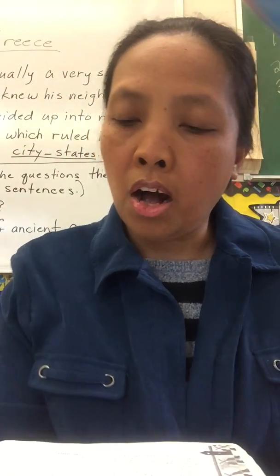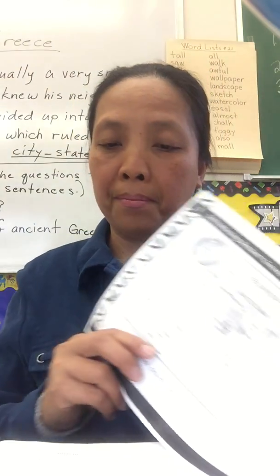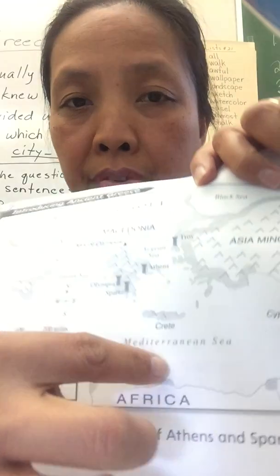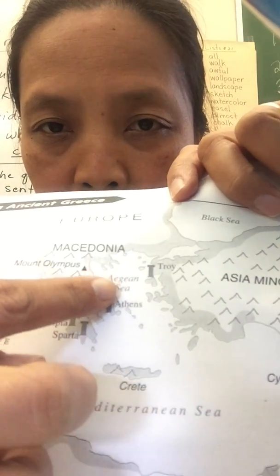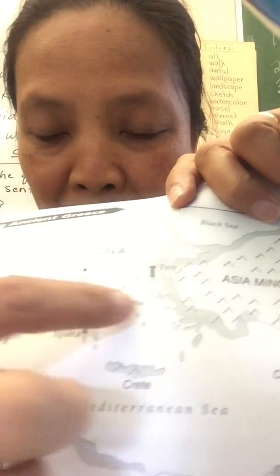Now, Greek people live on many of the smaller islands in the Aegean Sea. Can you see the Aegean Sea? So, this is the Mediterranean here. The Aegean Sea is right here. Okay? Now, many of these smaller islands are in the Aegean Sea.